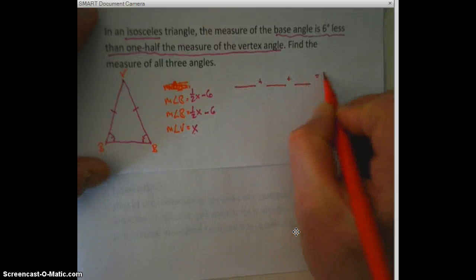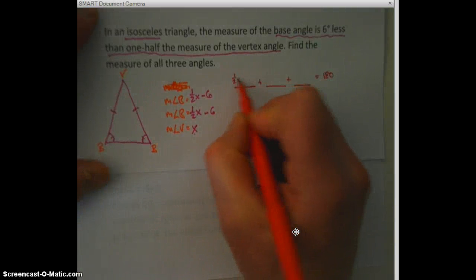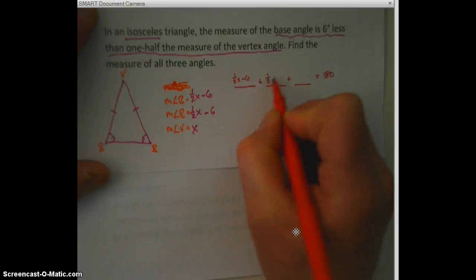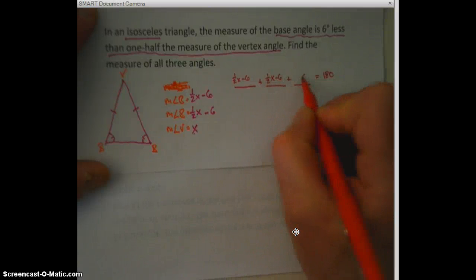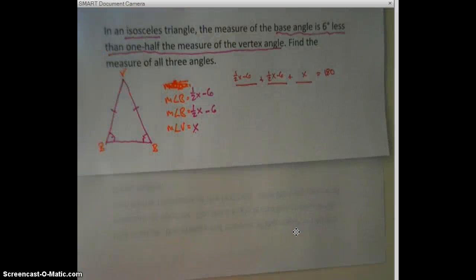So let's utilize the triangle sum theorem, where we know that the three angles are going to have to sum up to 180 degrees. One of them is 1/2 x minus 6, another one is 1/2 x minus 6, and we have a third one that's x. And it's just a matter of basic algebra from here.